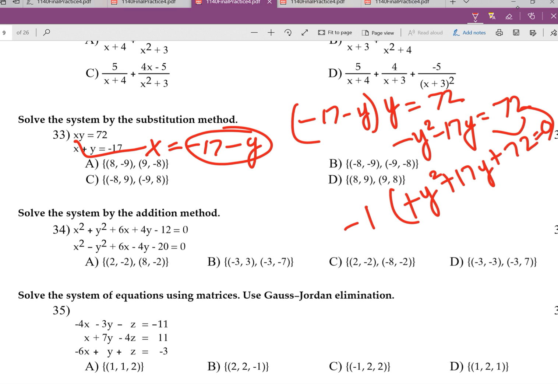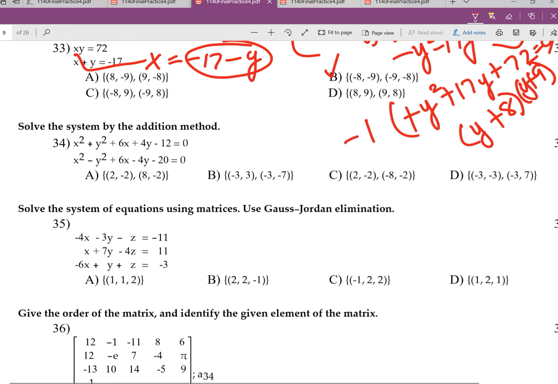And now I can factor this as y plus 8, y plus 9, or negative 8, negative 9, right? And so for number 33, your answer choice should be B. Because when you solve for y, you will have the two options. All right, so that's simple.